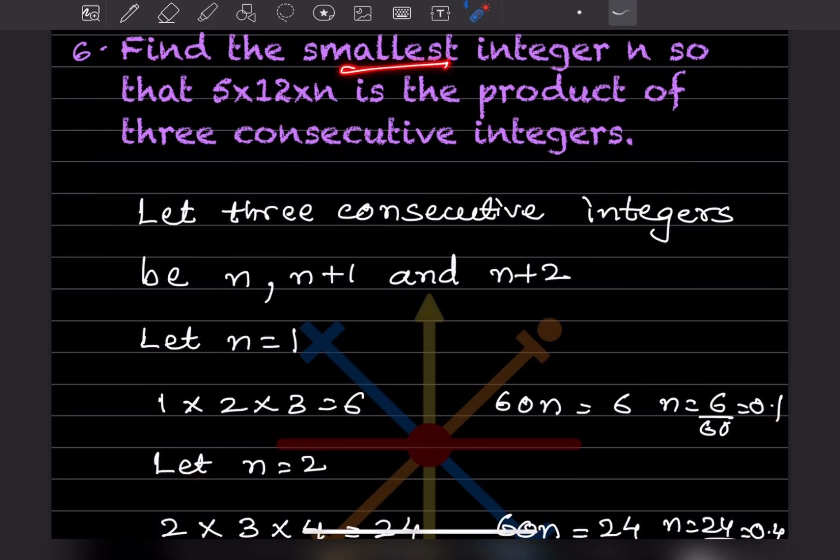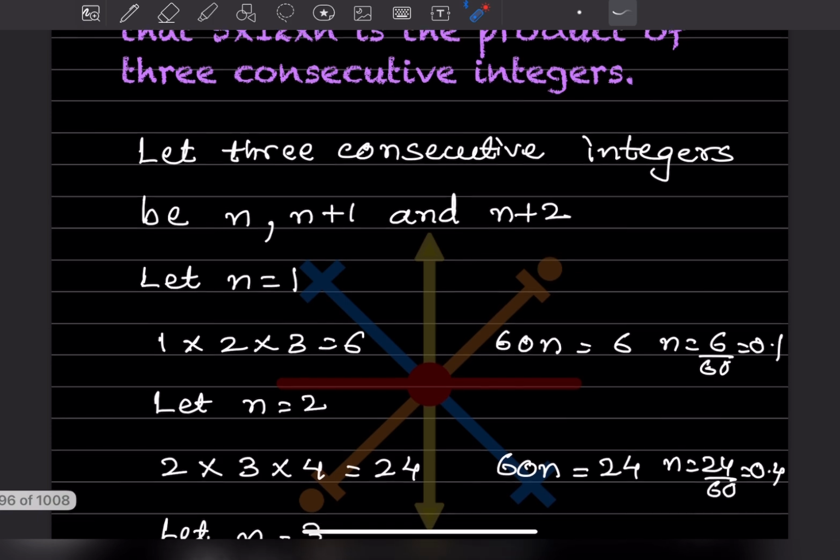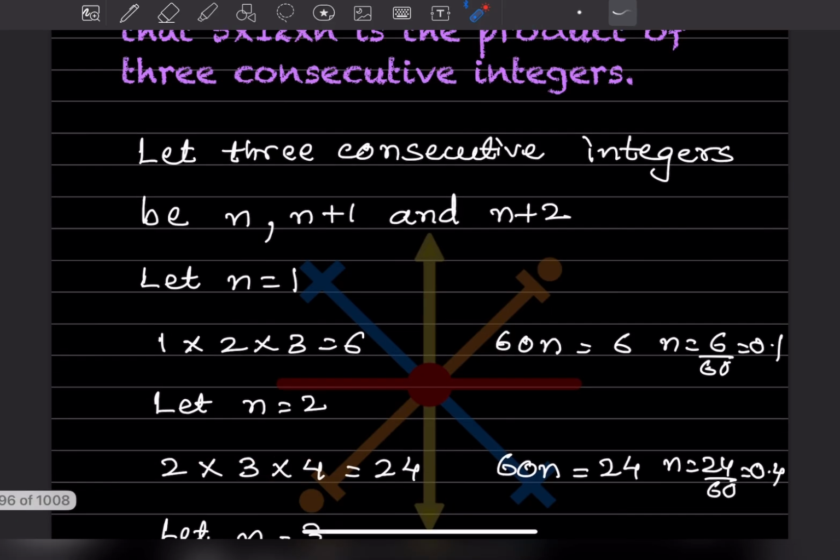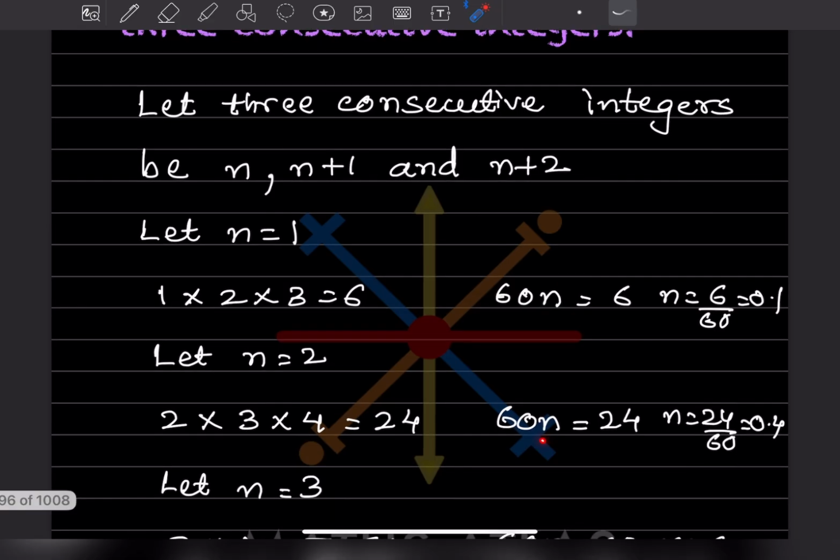Because we have to see the smallest integer, we'll see how to do it. Now if we take n as 2, we take 2, 2 plus 1, 2 plus 2. So this is going to be 2, 3 and 4. When you multiply, 2 into 3 into 4, this will be 24. So again, 60n is 24, so n will be 24 divided by 60, which is going to be 0.4.